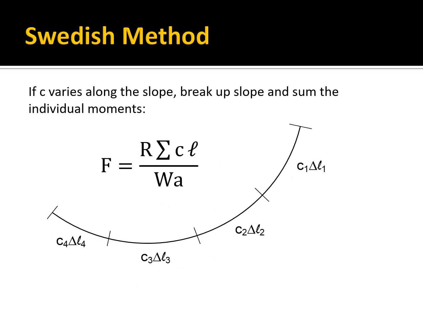If you have different materials along the length of the slope, you just divide that up. If you have material number 1 along this distance with delta L1, that gives you a resistance force here, and material 2, material 3, material 4. So you just modify this equation. Instead of using a single CL, you just add them up, and that works fine.